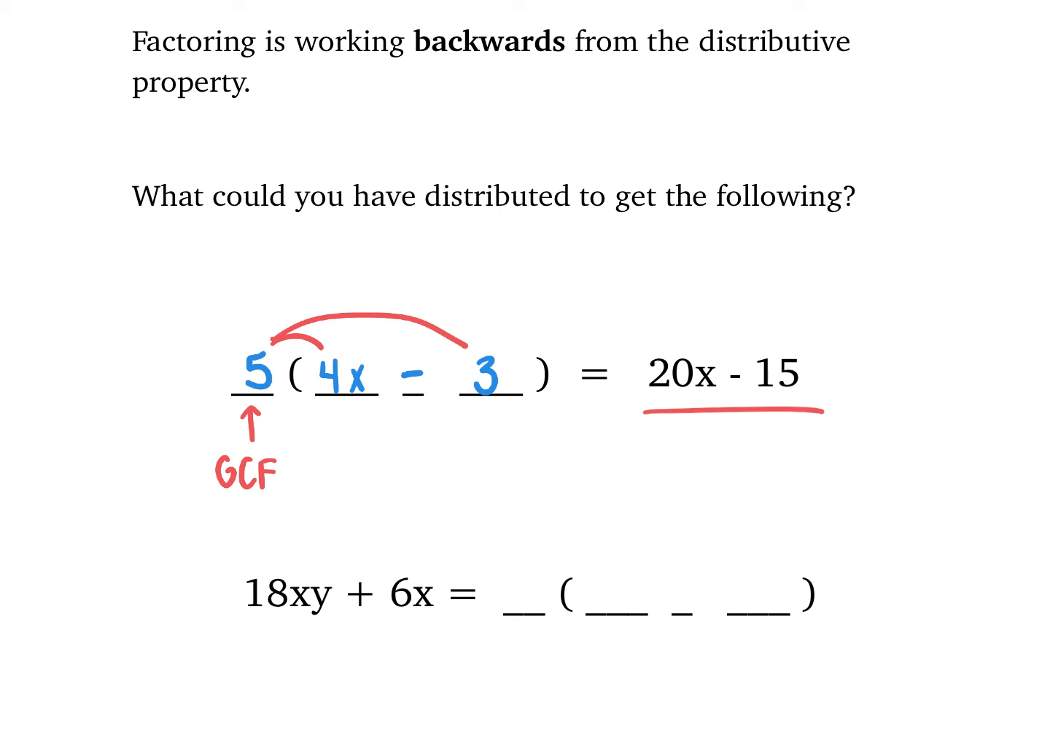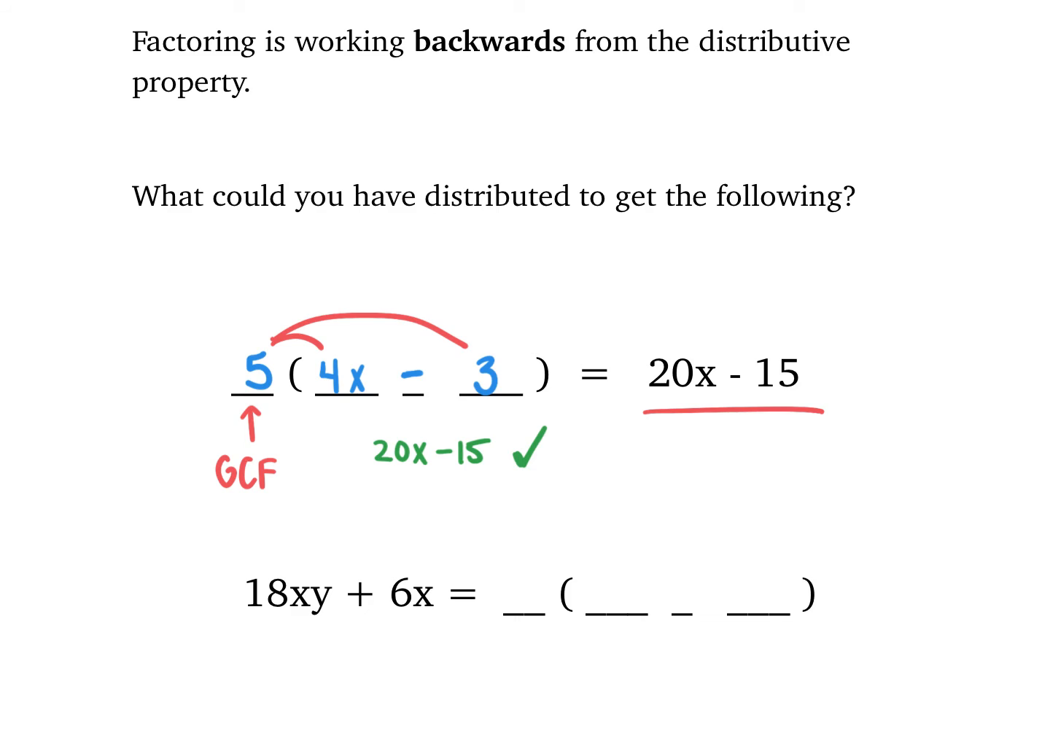Now, the good news about factoring is you can always check yourself by distributing that out and making sure you get what you started with. So 5 times 4x does in fact give me 20x, and 5 times this minus 3 would give me that minus 15, so we would be good.